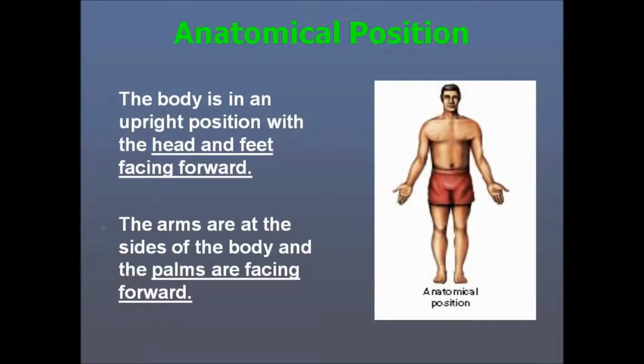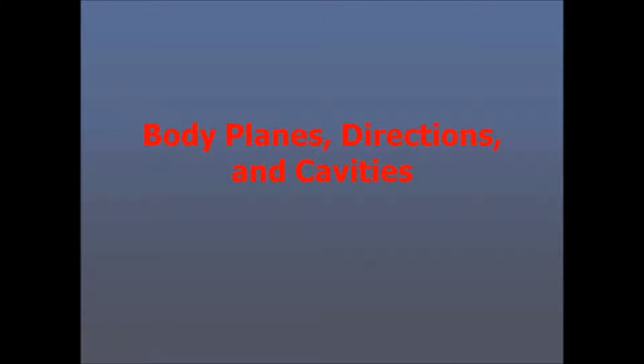In the anatomical position, the body is in an upright position with the head and feet facing forward, while the arms are at the sides of the body and the palms are facing forward. So let's have a look at body planes, directions, and cavities.